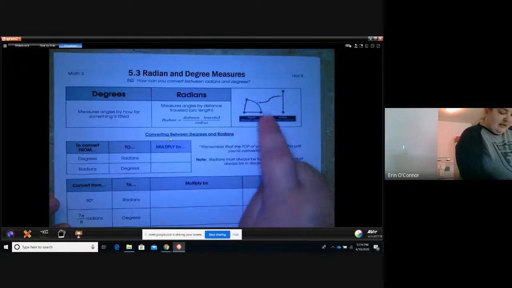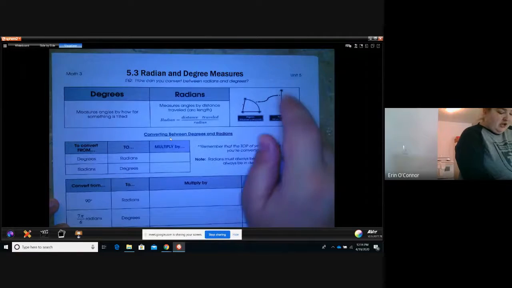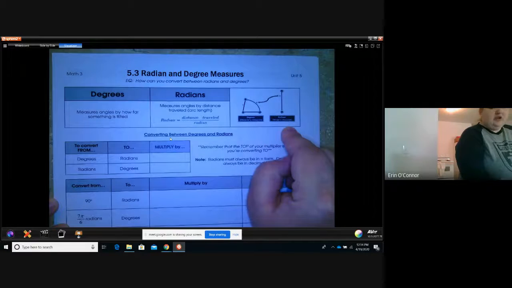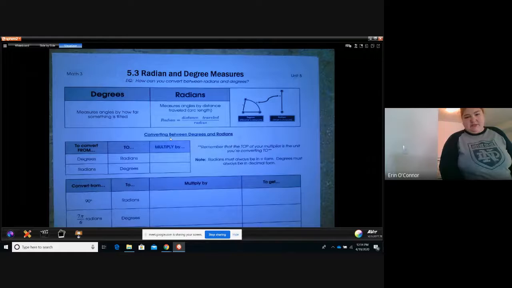Degrees, here we have a little picture to help out, show the observer's point of view, whereas the radians show the mover's point of view. So that's the difference between them.